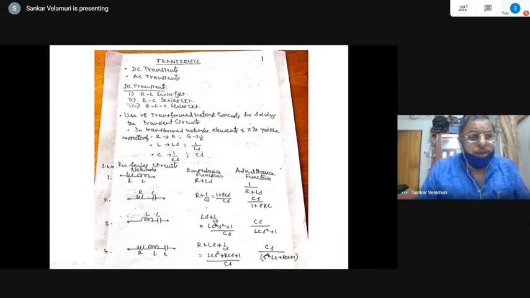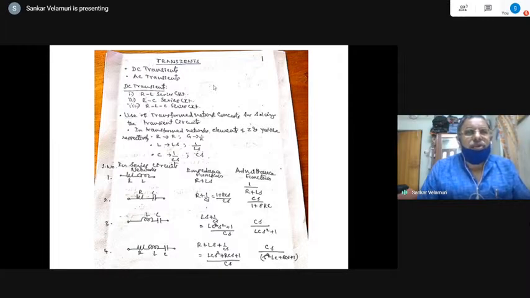So transients, I only just classified here. So I would like to start the topic transients. Before that, I would like to cover what are the topics to be left out so far in the remaining 3 days: transients, DC transients, AC transients, and three-phase networks, three-phase circuits rather, and filters. Filters, of course, majority of the students, I do not know how many of you might have studied or not.